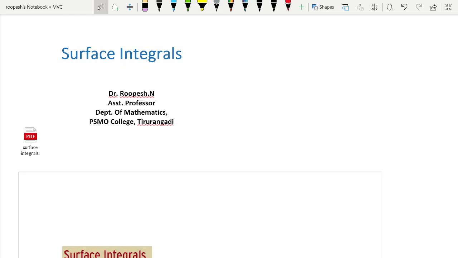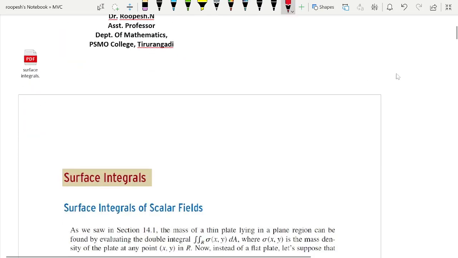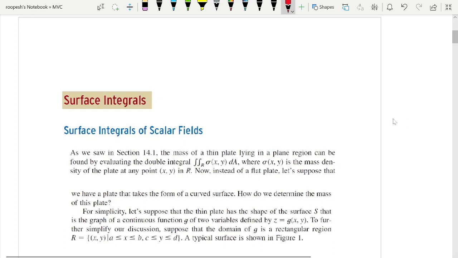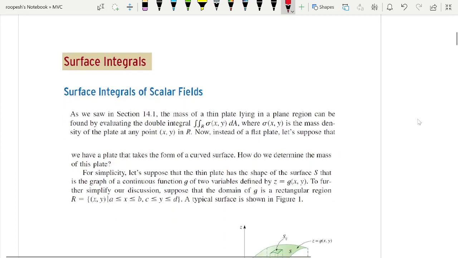Welcome everyone. In today's session, we are going to discuss the topic surface integrals. Surface integrals of scalar fields.